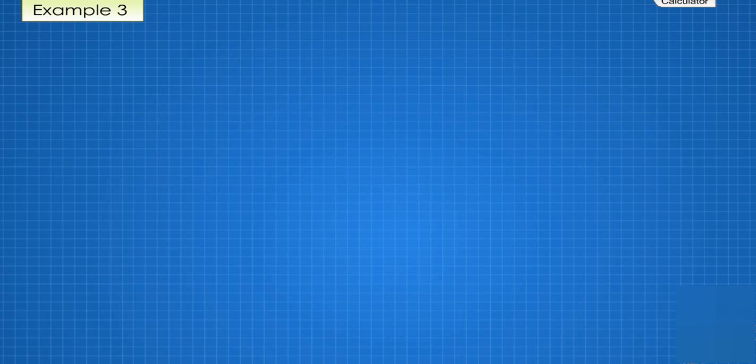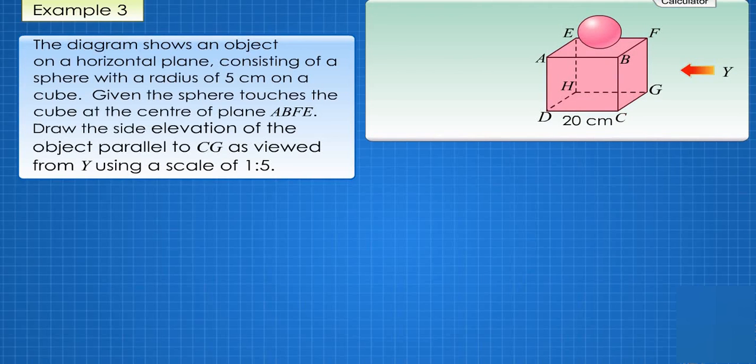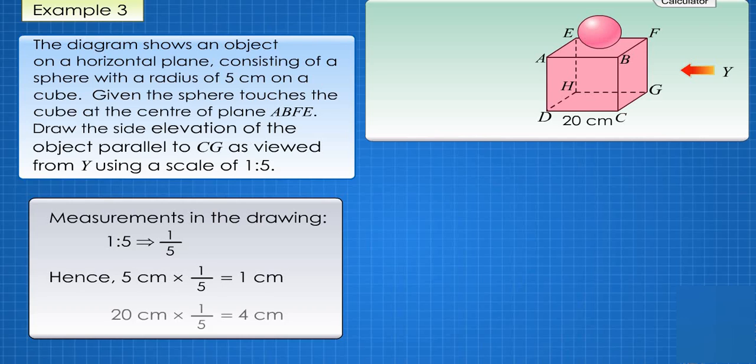Example 3. Given the solid object, draw the side elevation of the object using a scale of 1 to 5. As before, calculate the measurements for the drawing first. A scale or a ratio of 1 to 5 is equivalent to 1 over 5. Hence, multiply each measurement by 1 over 5, and we get the measurements for our side elevation.